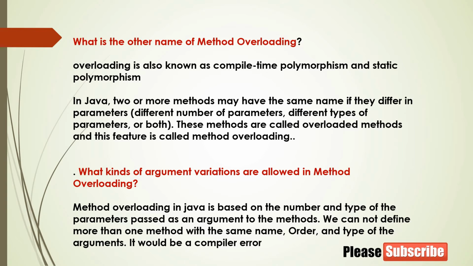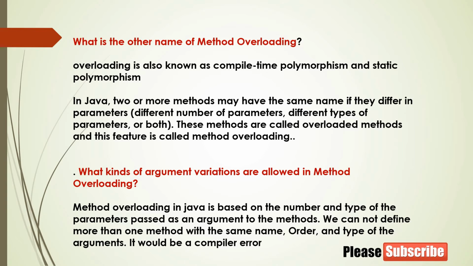So what kind of argument variations are allowed in method overloading? This can be the second question. Method overloading in Java is based on the number and the type of parameters passed as arguments to the methods. We cannot define more than one method with the same name, order, and type of arguments. It will be a compile time method.